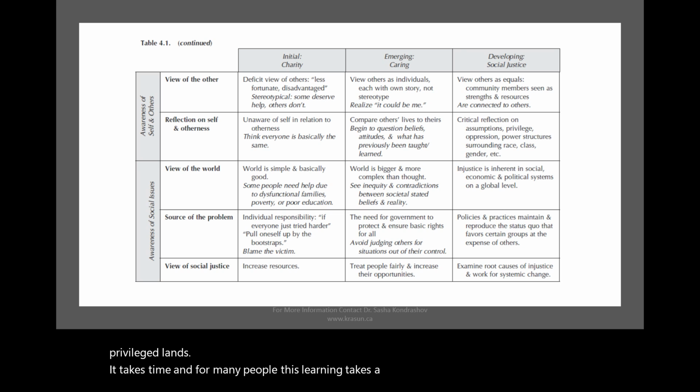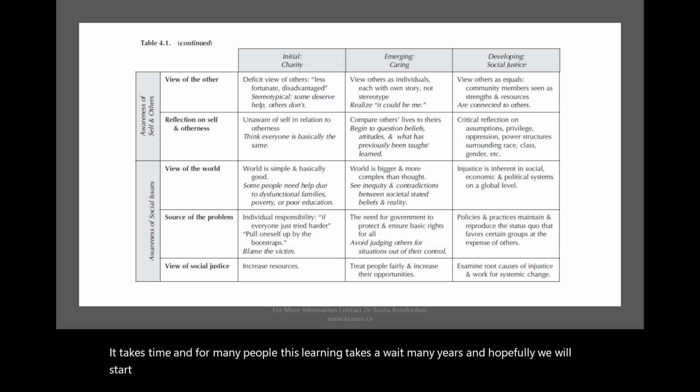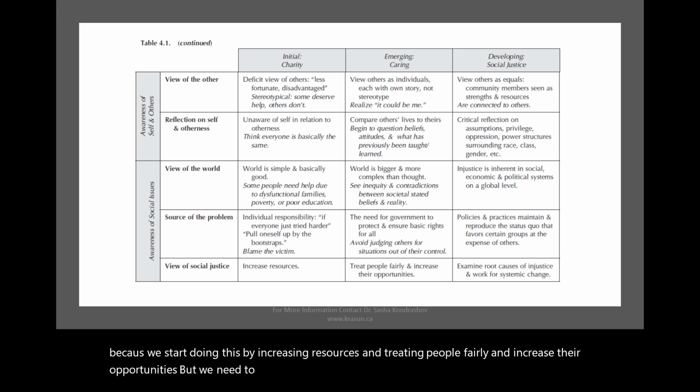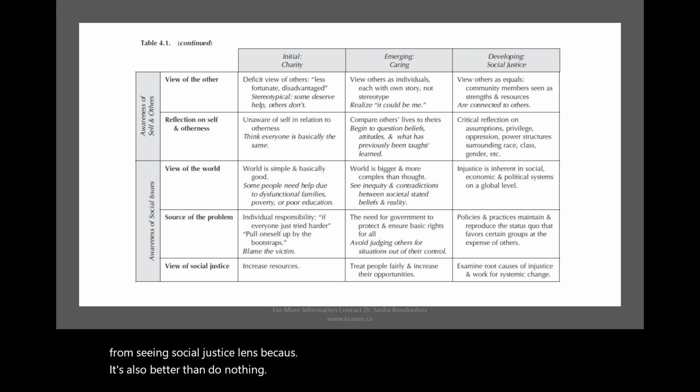And hopefully we will start seeing those analyses of root causes and systemic change, of how it will affect all people, because we start doing this by increasing resources and treating people fairly and increasing their opportunities. But we need to move forward, because sometimes charity and caring stops us from seeing the social justice lens. It's also better than doing nothing, but it's not that helpful if we are focusing only on charity and caring instead of going into social justice.